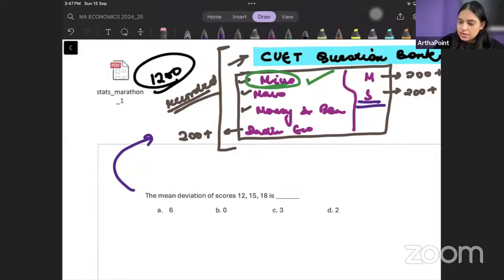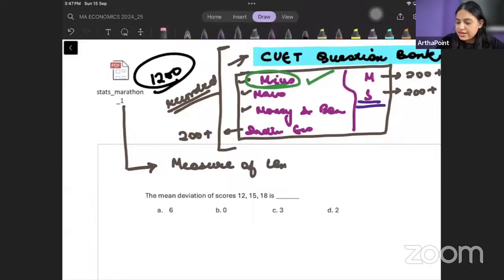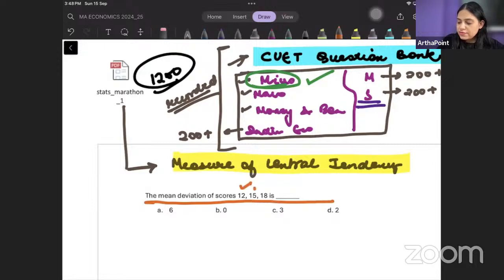Okay, let's start. Today I have taken a very, very simple topic. I wanted to simultaneously begin with statistics, and today's topic is measures of central tendency and variation. Try to pick up the first question: the mean deviation of scores 12, 15, and 18 is? What is the mean deviation of these scores? Go ahead, answer it in the chat window.